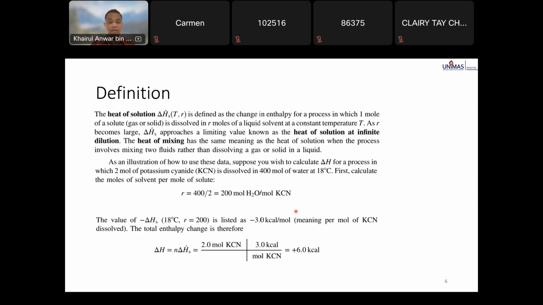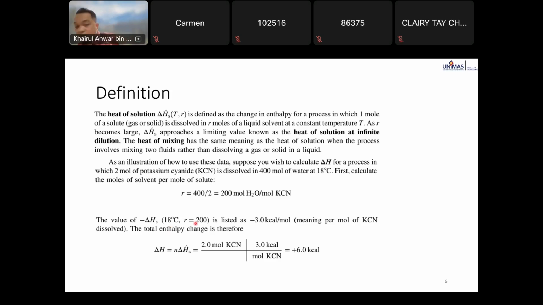As an illustration of how to use this data, suppose you wish to calculate delta H for a process in which 2 moles of potassium cyanide, KCN, are dissolved in 400 moles of water at 18 degrees C. First, calculate the moles of solvent per mole of solute. So 400 divided by 2, so 200 moles H2O per mole of KCN. The value of delta H, or heat of solution, at 18 degrees C is equal to 200.